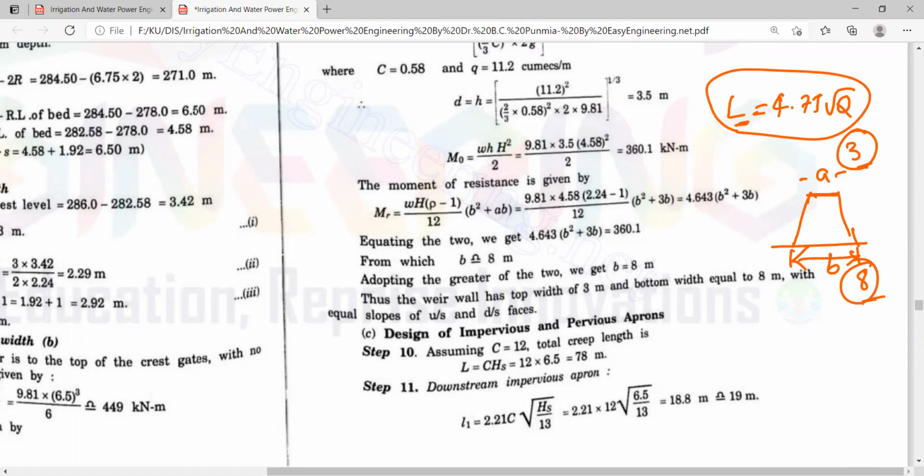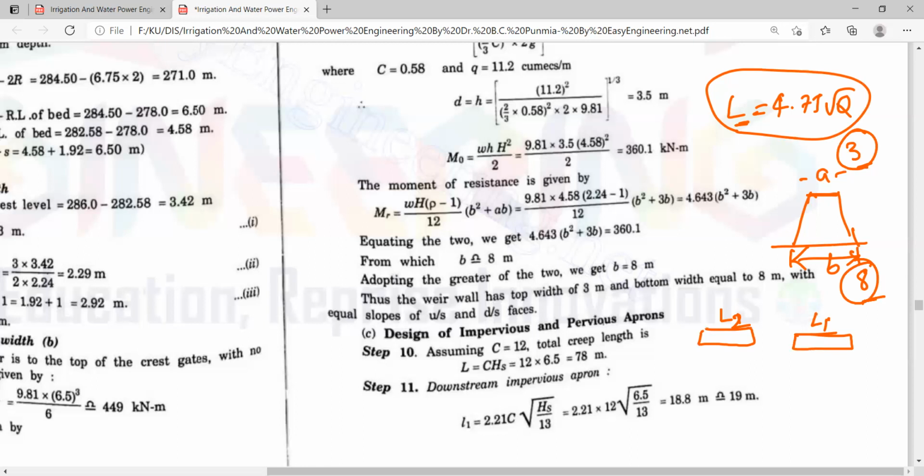After that we need to design the impervious apron. For the design of the impervious apron, we need to calculate the length of the apron, that is L1, the upstream side apron length, and the downstream side apron length, and the thickness of the apron at the upstream side and the downstream side.